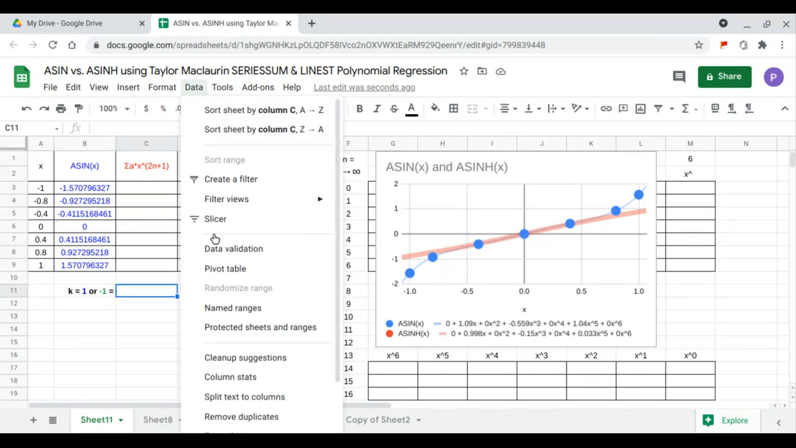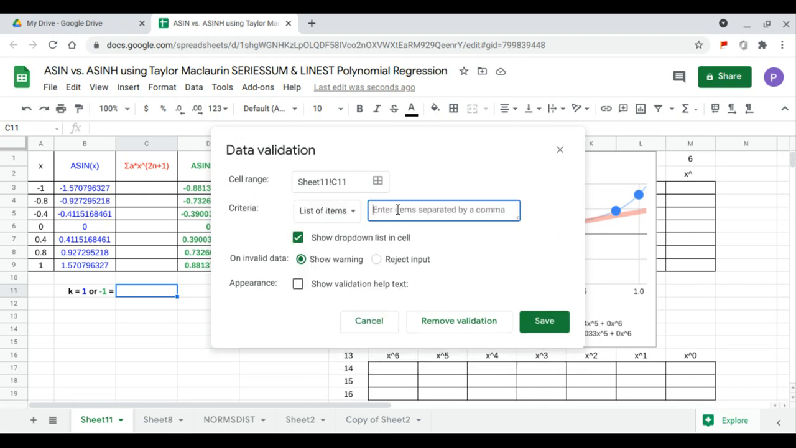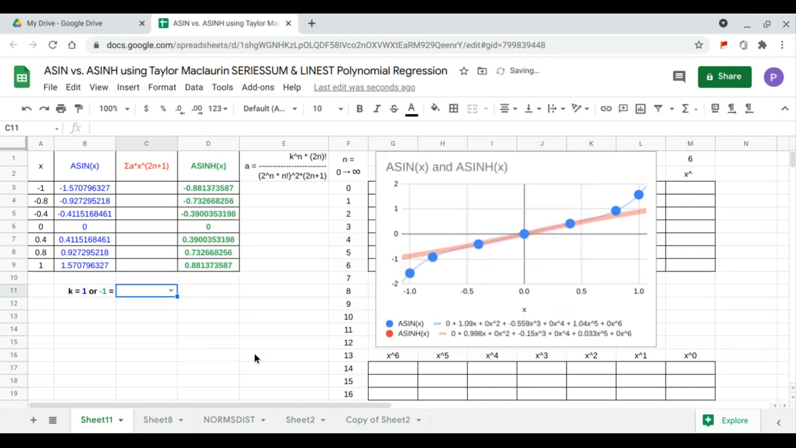So data validation. List of items, negative 1 or 1. Now we start with negative 1.